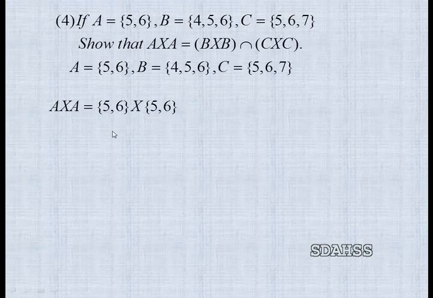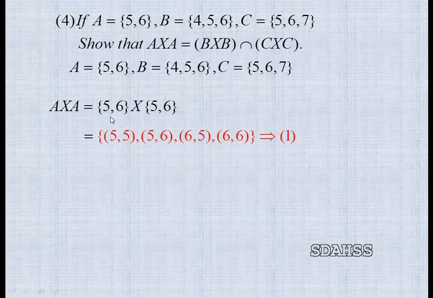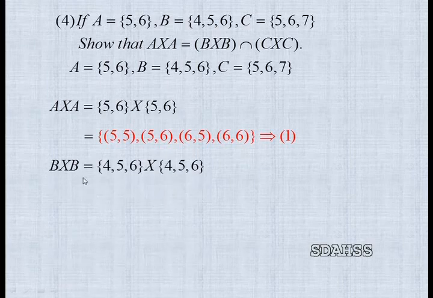Find the Cartesian product. So this can be written as (5,5), (5,6), (6,5), (6,6). Then mark it as number 1. In RHS, first you find B cross B. Here the set B is {4, 5, 6} cross {4, 5, 6}.